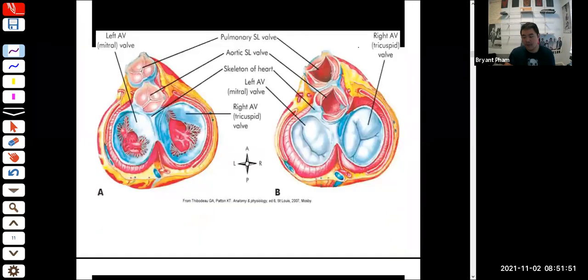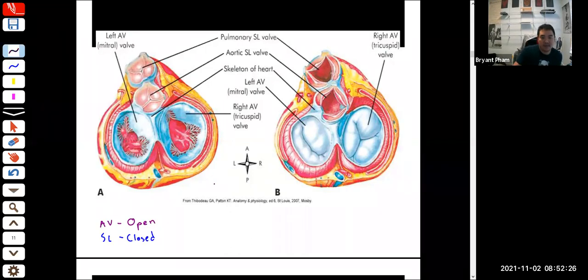So you need to be able to tell me which stage of the cardiac cycle we're in, depending on if the valves are open or closed. All right, so taking a look here. These big ones right here, these are your AV valves. So in situation A, your AV valves are open. And up top, your semilunar valves are closed.